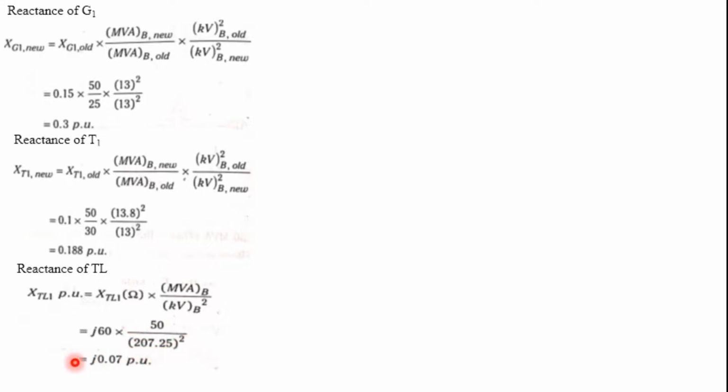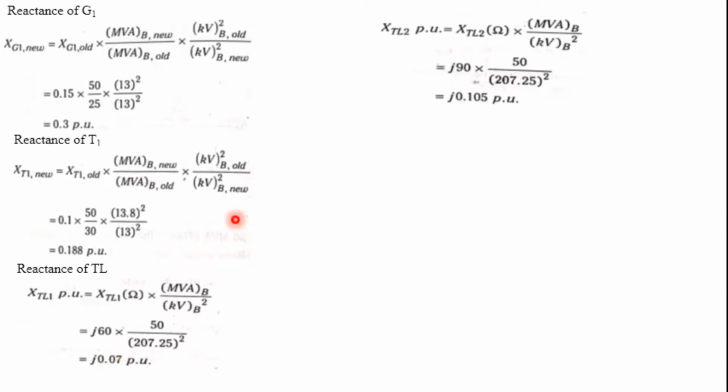Then coming to the transmission line, we have TL1 having the reactance of 60. The new MVA for the entire network is 50. The voltage on the transmission line side is 207.25. Square of this value, we will get 0.07 per unit. Similarly for the transmission line TL2, we have the reactance of 90, MVA of 50, and voltage 207.25, we will get 0.105 per unit.